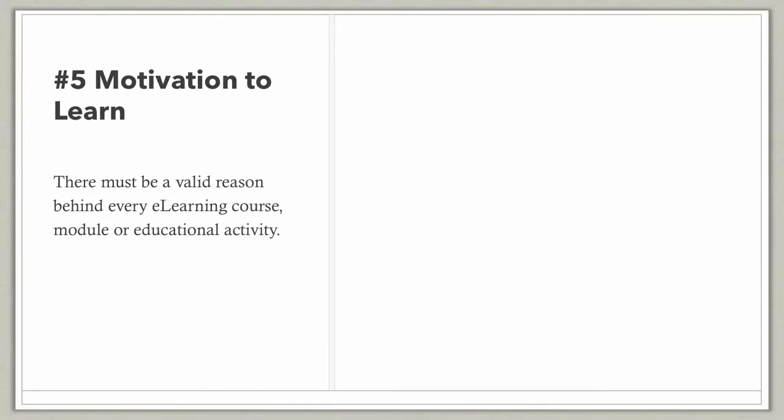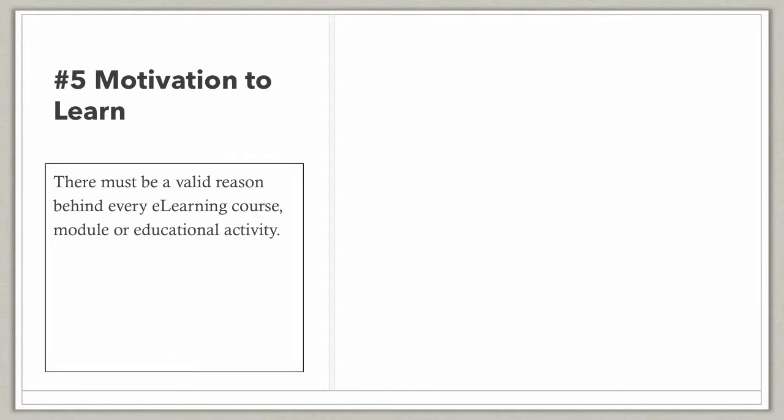Assumption number 5, motivation to learn. There must be a valid reason behind every e-learning course, module, or educational activity. Motivation is key with adult learners. As such, you will need to motivate them to learn by offering them a reason for every e-learning activity, assessment, or e-learning module they'll need to complete.